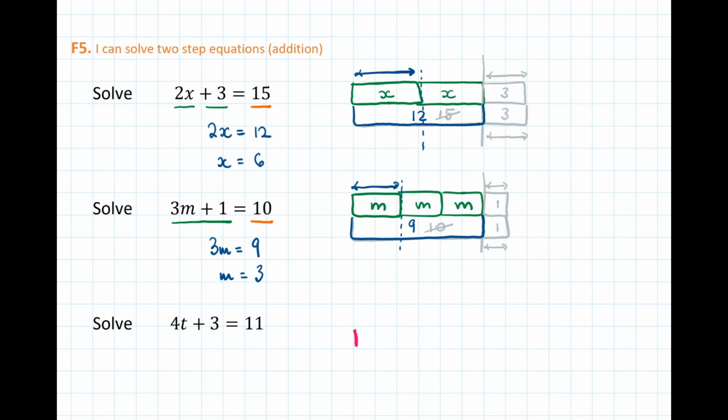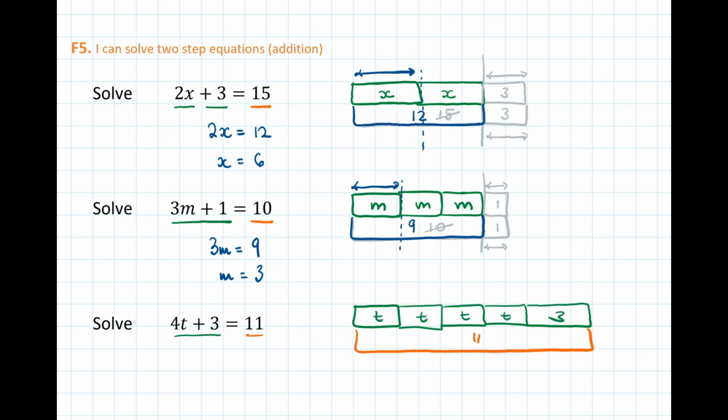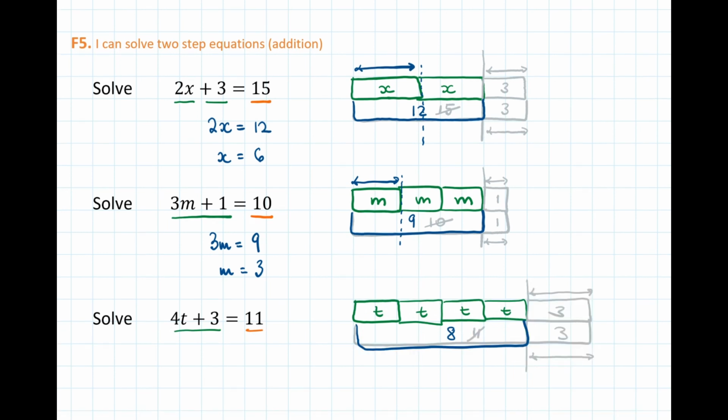Pause the video now and try to work out the last example by yourself. This will be my bar model, and now I have to deal with the 3. The 11 changes into an 8. So from this we can see that 4t equals 8. And to work out 1t, we can just divide 8 by 4. Therefore 1t equals 2. Remember to line up your equal signs in a straight line in your book to make your work look neat, tidy, and easy to follow.